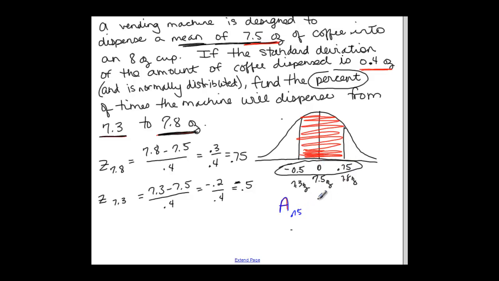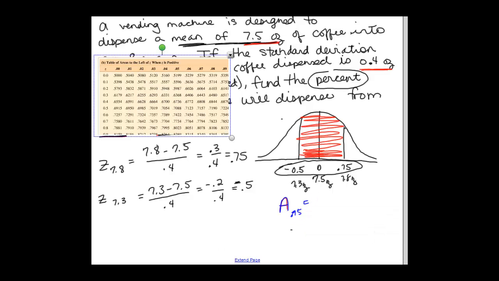To the left of a z-score of 0.75. So for 0.75, we would go here. And it looks like the area to the left of 0.75 equals 0.7734. So that would be all of this area to the left, including this blank part. We don't want that. So we want to subtract the area to the left of the negative 0.5.